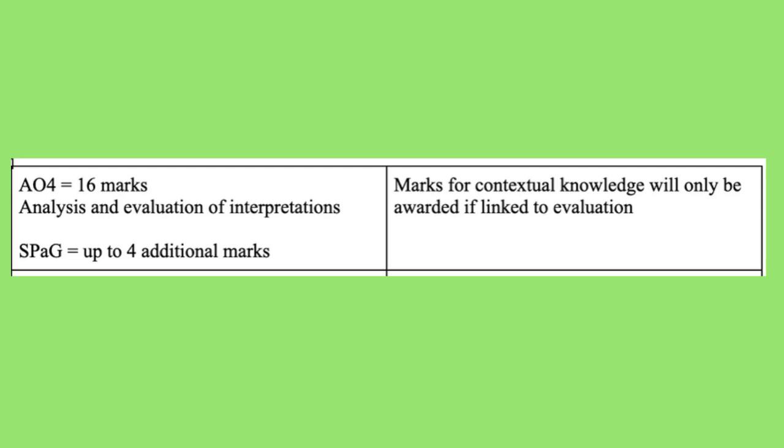Also, we're seeing the word evaluate quite a lot at the moment because it's so important for AO4, but what does evaluation actually mean? The exam board says that it's the use of precisely selected and relevant contextual knowledge to support the evaluation of the interpretation. So it's not just explaining what it's arguing, but using information around it to really understand what it's trying to get across. You will also notice that 4 marks here are available for spelling, punctuation and grammar, and we will come back to them in a moment.